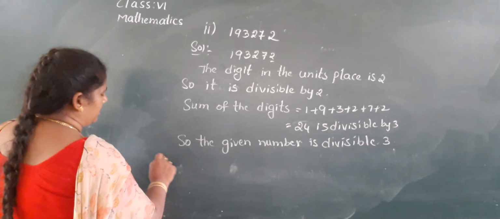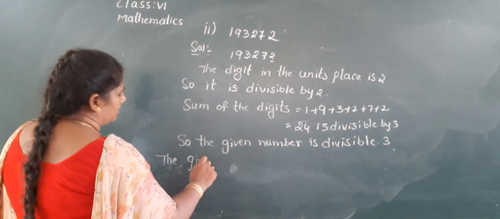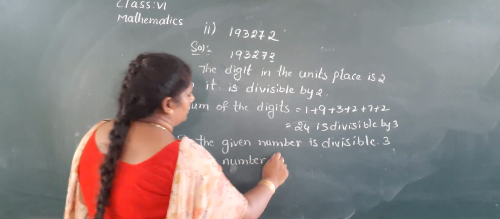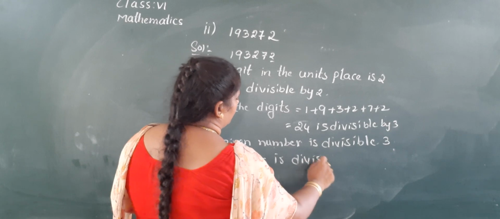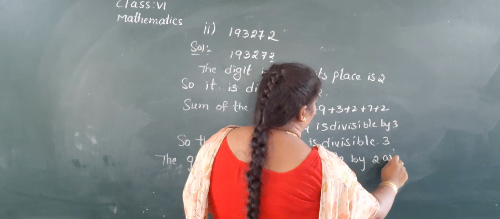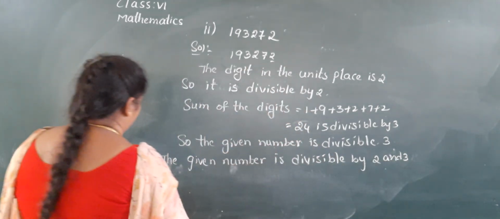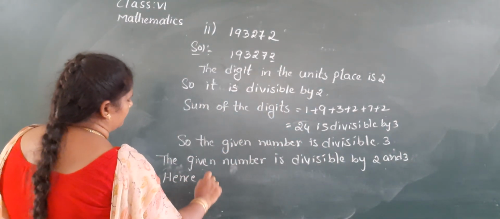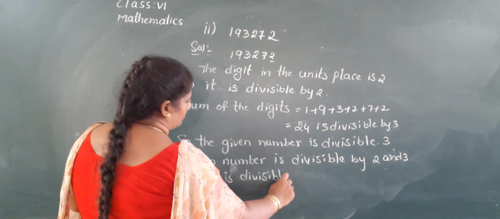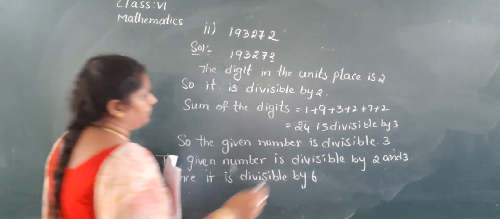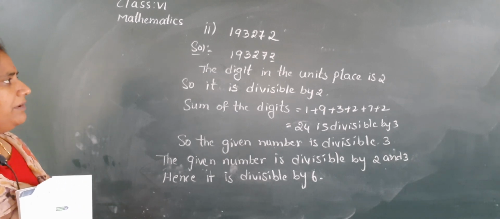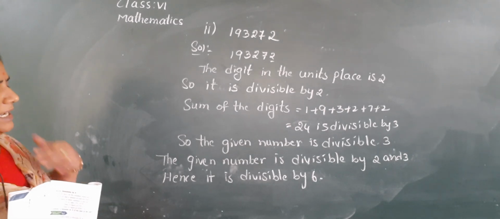Now, the given number is divisible by 2 and 3, hence it is divisible by 6. Finish. Okay? So like this we have to write in the classwork. Write neatly in your classwork, children.